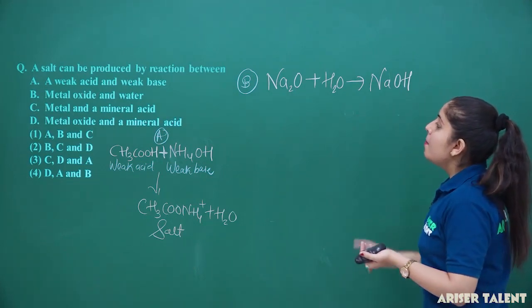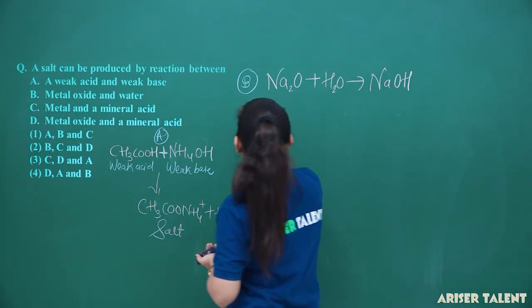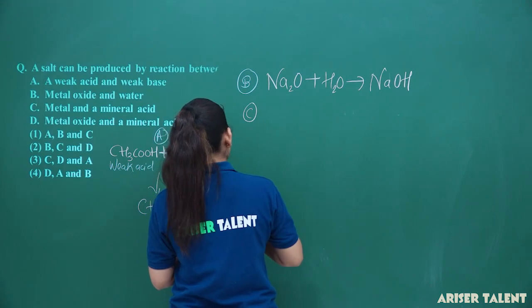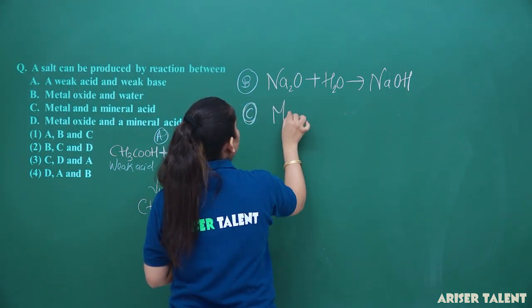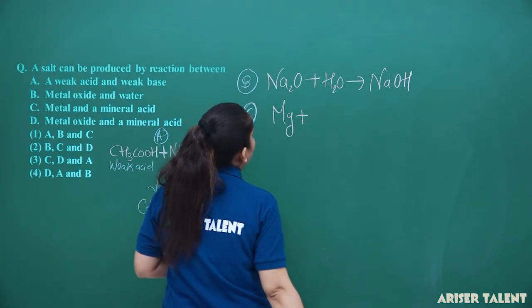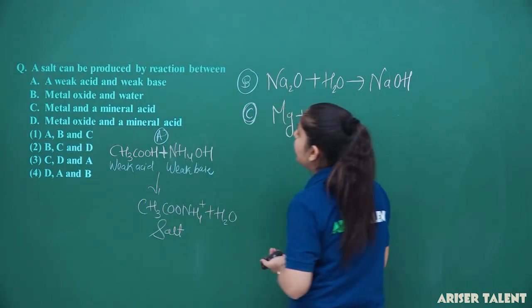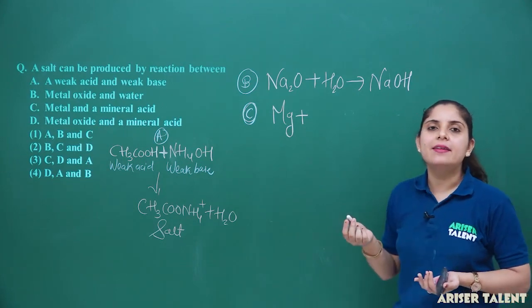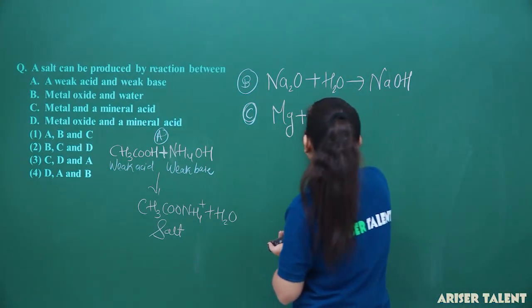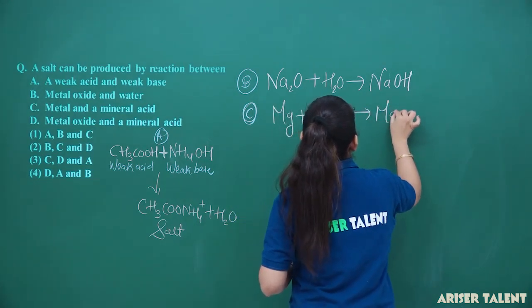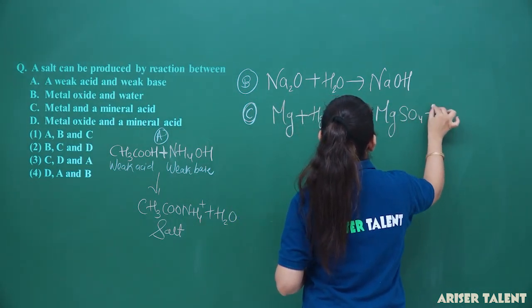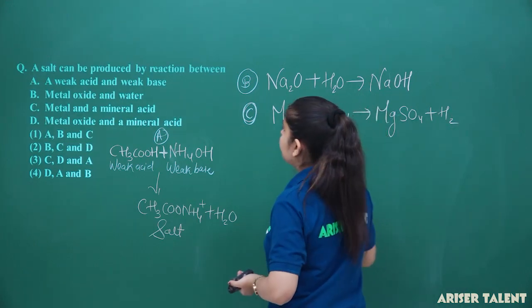Third case, metal and mineral acid. Suppose I am taking the metal magnesium and we are reacting magnesium with any mineral acid. You can take here HCl, you can take here H2SO4. So, if I am reacting Mg with H2SO4, I will get magnesium sulfate plus hydrogen.